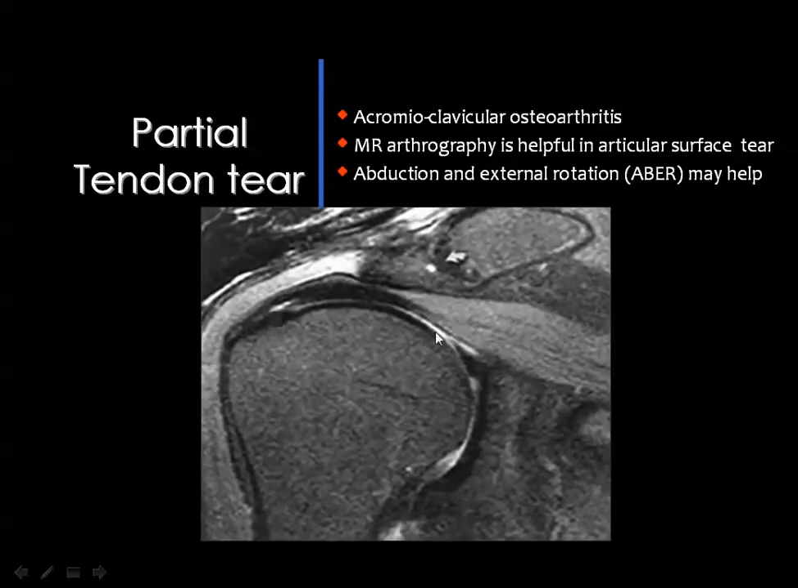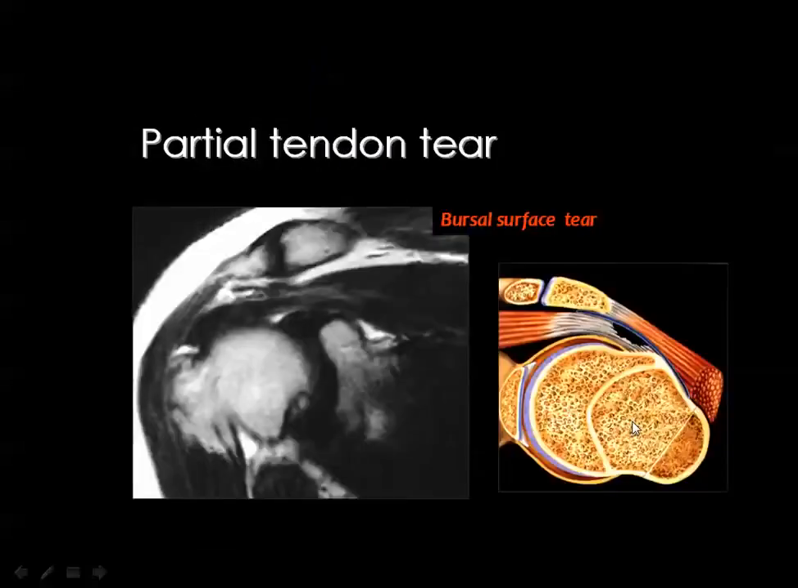This is also an example. This is the supraspinatus muscle and the tendon, and you can see this tear in the articular surface. The bursal surface of the tendon is intact.